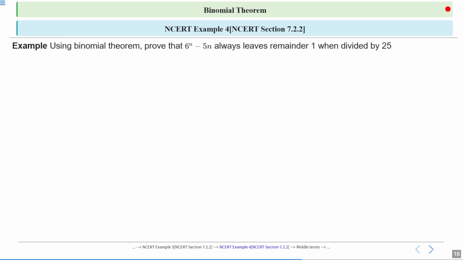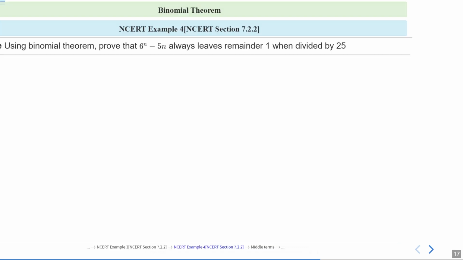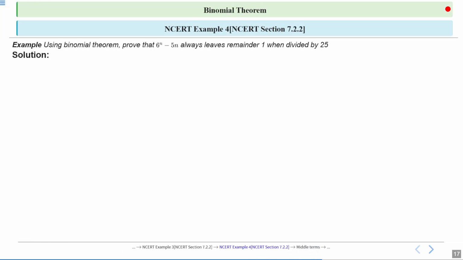So in this example, we have to use the binomial theorem to prove that 6 to the power n minus 5n always leaves remainder 1 when divided by 25. Okay, so our goal is to prove that 6 to the power n minus 5n always leaves remainder 1 when divided by 25. So we will use the binomial theorem to prove that the expression 6 to the power n minus 5n always leaves a remainder of 1 when divided by 25.